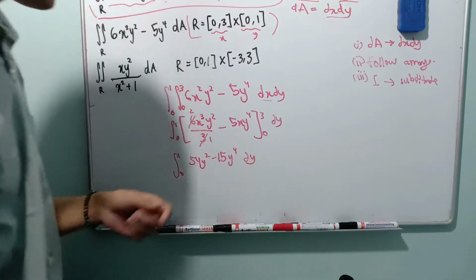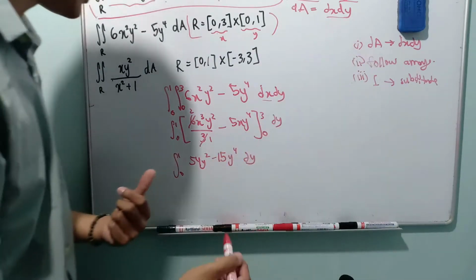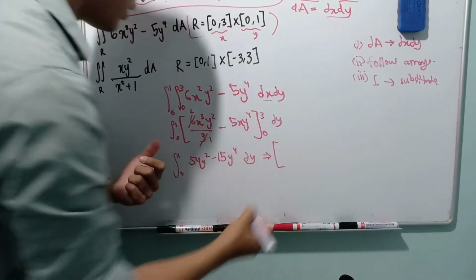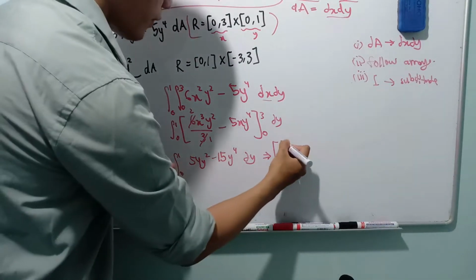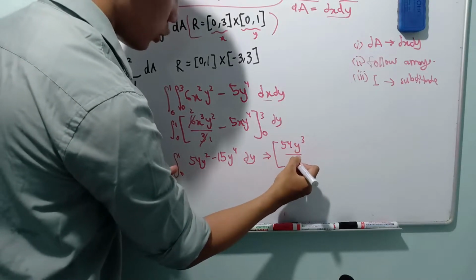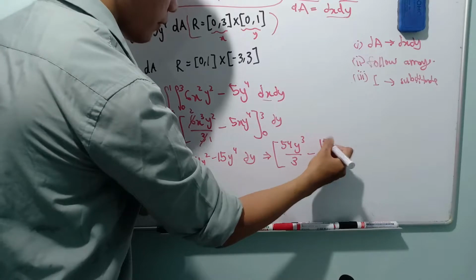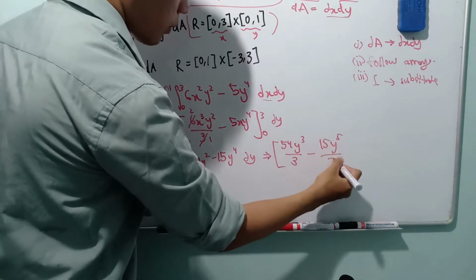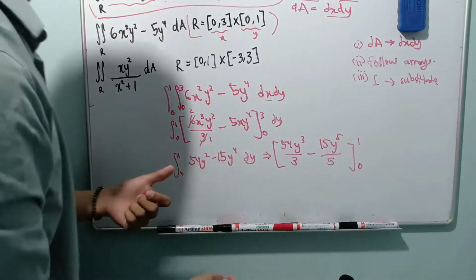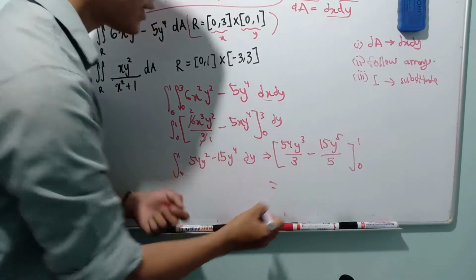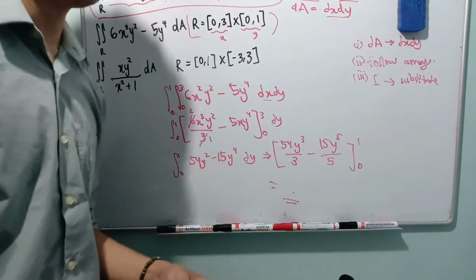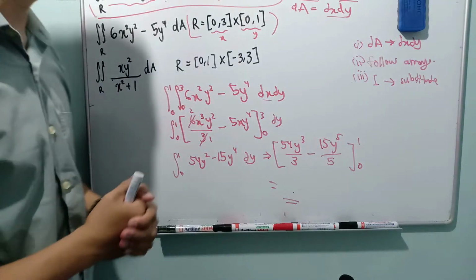After that I'm going to do integration again. So 54 y cubed, here going to be 3, and then minus 15 y power 5 over 5, and then 0 and 1 over here. What I'm going to do is just do the same thing: substitute it back and then get the answer over here. Okay guys, so that's the answer for the second question.